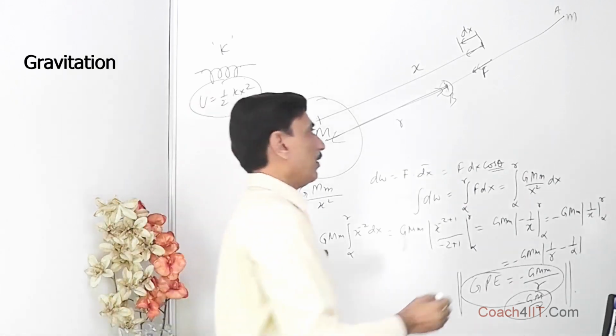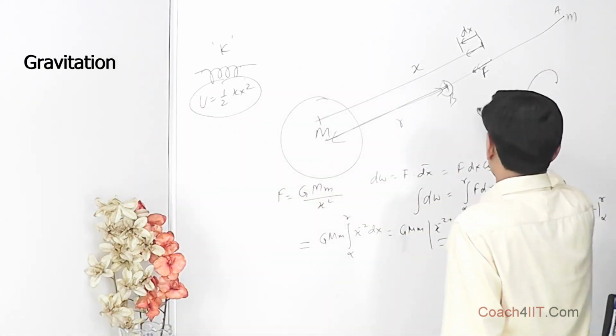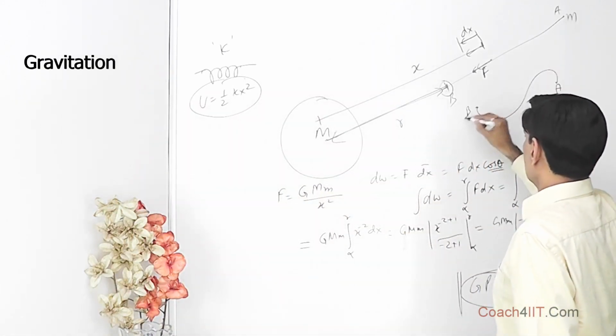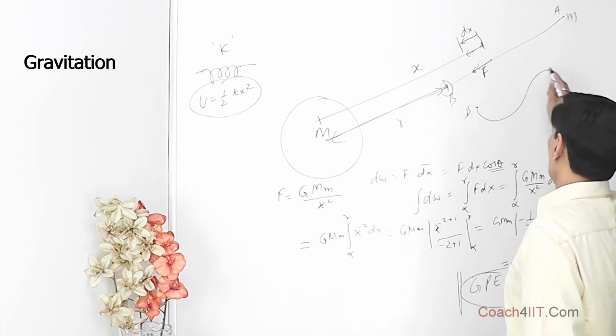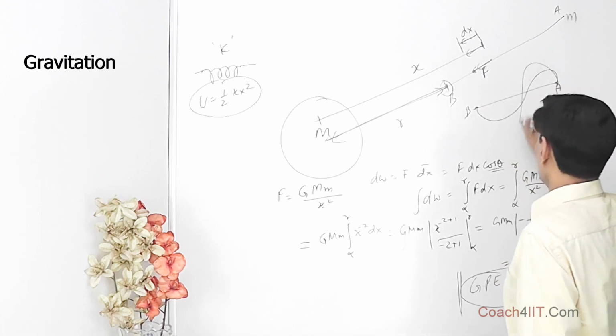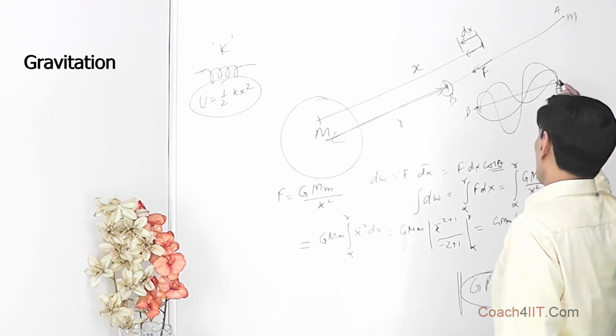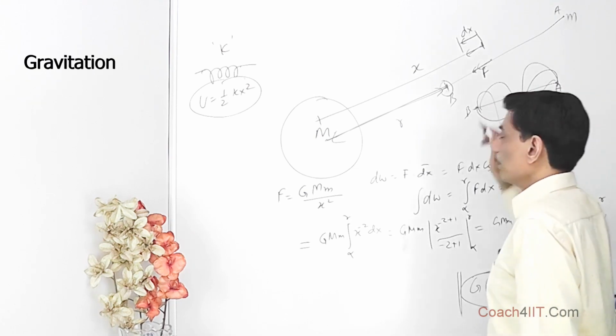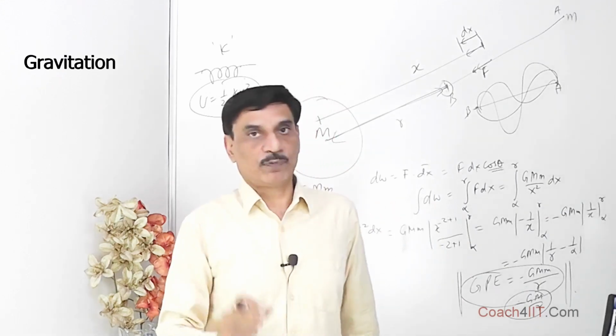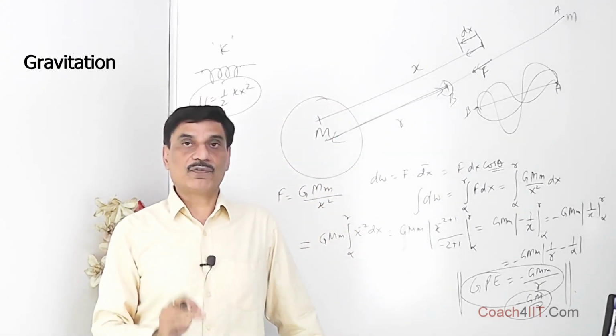It means if we have to take any mass from this point to this point, the work done is going to be the same, whether you go by this path or this path or this path. Any path you take, the total work done from point A to point B is going to be independent of path. That is the basic definition of a conservative field.